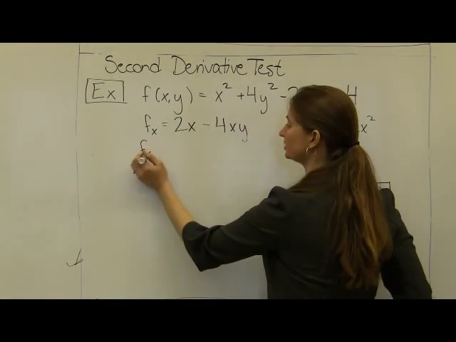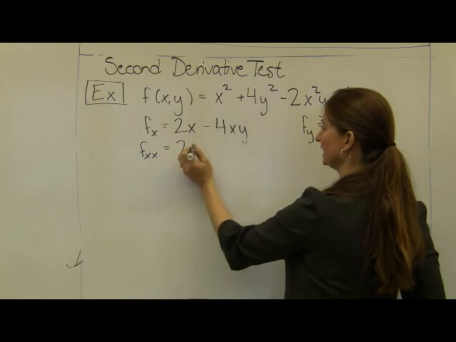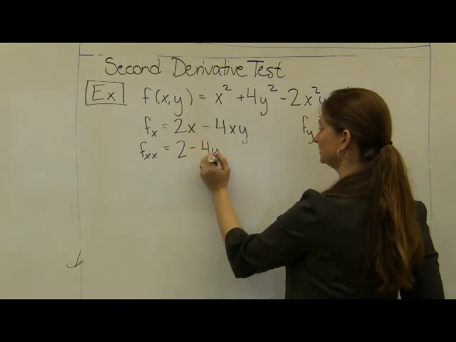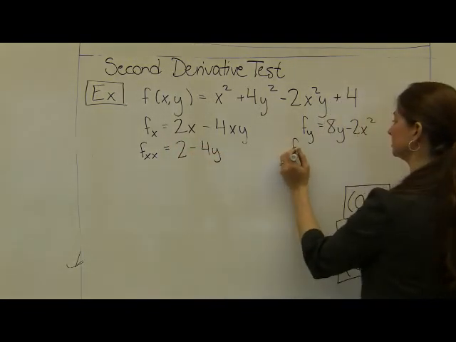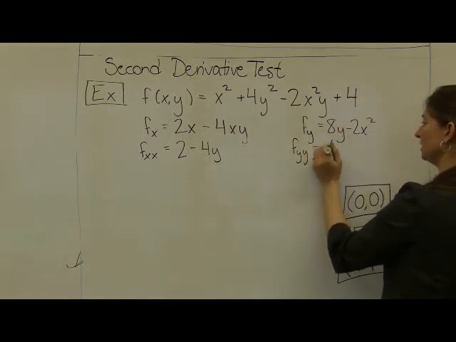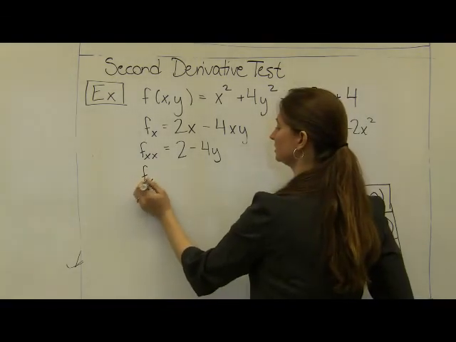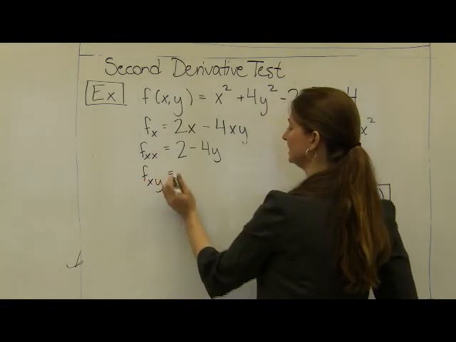We need our second partial derivative with respect to x. So I'm taking the derivative of this, and I get 2 minus 4y. We also need the second partial derivative with respect to y. So I take the derivative of this with respect to y, which is just 8. And we also need our mixed partial, the derivative with respect to x and then y.